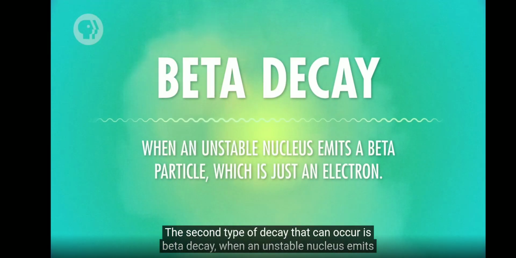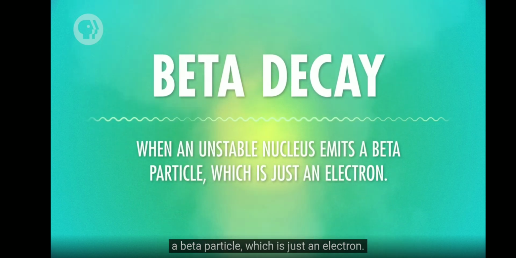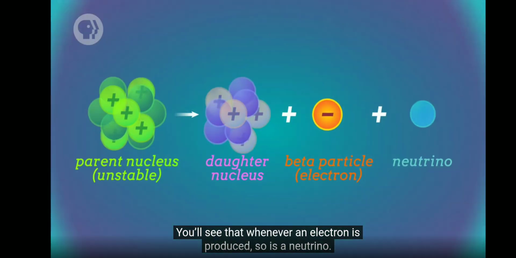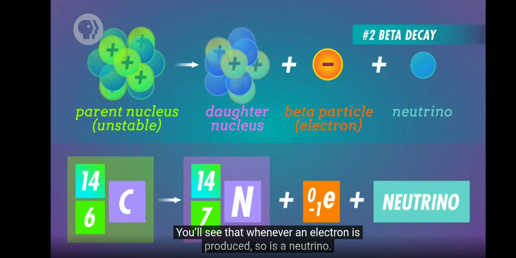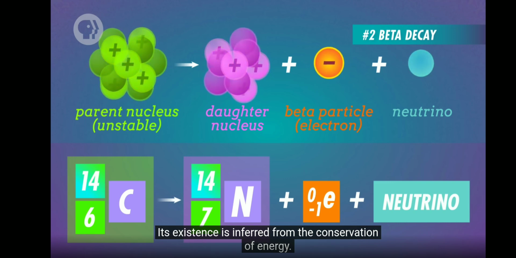The second type of decay that can occur is beta decay, when an unstable nucleus emits a beta particle, which is just an electron. You'll see that whenever an electron is produced, so is a neutrino. A neutrino is a particle with a very small mass that is electrically neutral. Its existence is inferred from the conservation of energy.